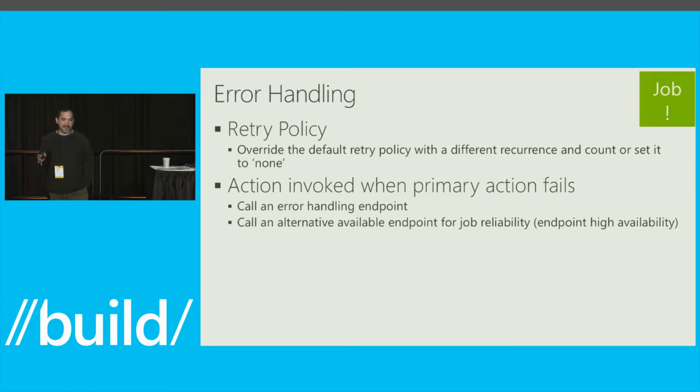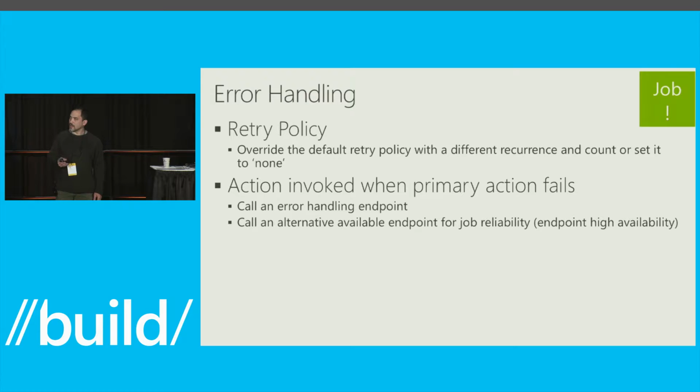And then the action invoked when the primary action fails. So this is your alternate endpoint that you want to reach out to in case the primary one isn't available to send that message to. There are 2 scenarios for that. In the job reliability scenario I gave you, in case one of those endpoints goes down, then the other endpoint can be reached as an alternate for being able to handle that workload.